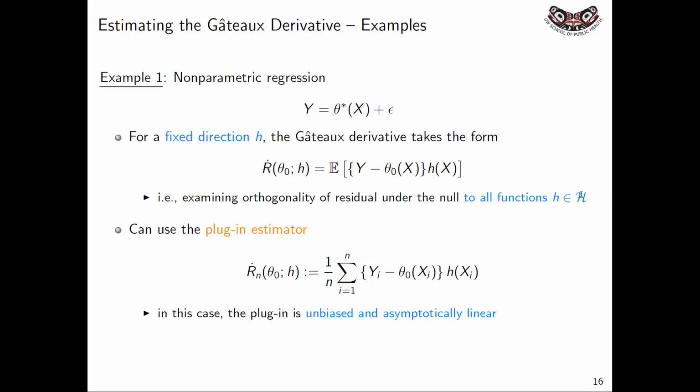And if that's the case, then we would conclude that theta star is equal to theta hat. I'm sorry, theta naught. So we could use the plugin estimator in this case, as I mentioned. We could use the average of y_i minus theta naught times h of x_i, and we could use it directly. And in this case, in fact, the bias is exactly 0, so there's no remainder term. So we get something that is asymptotically linear and unbiased in this simple case.